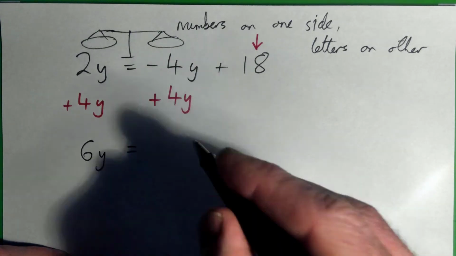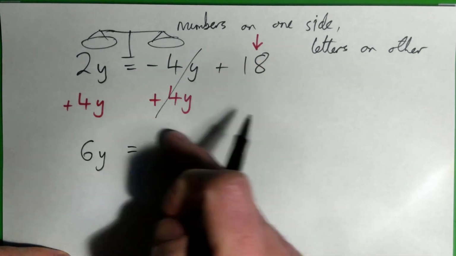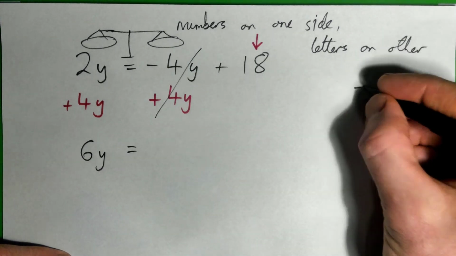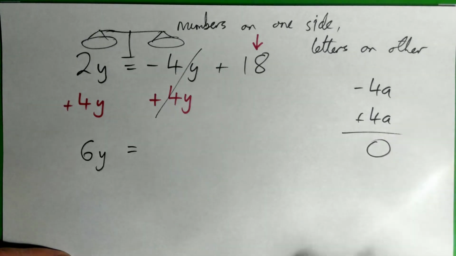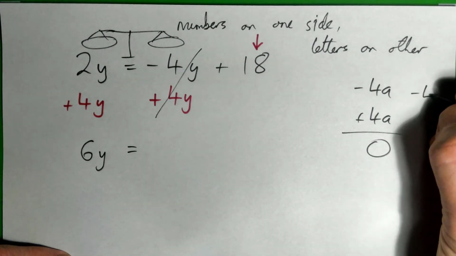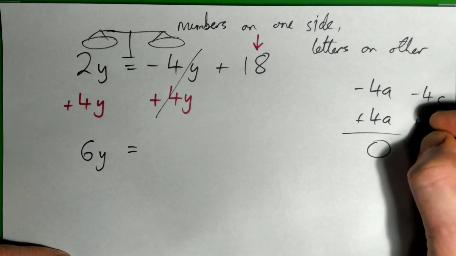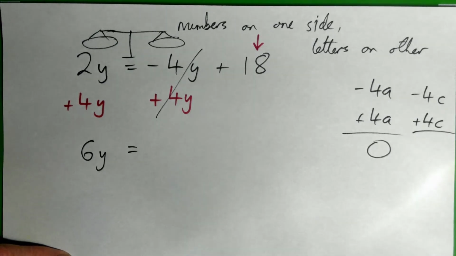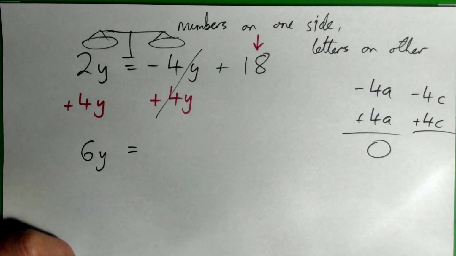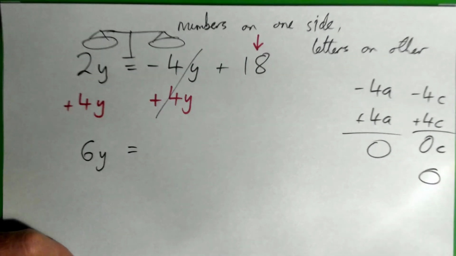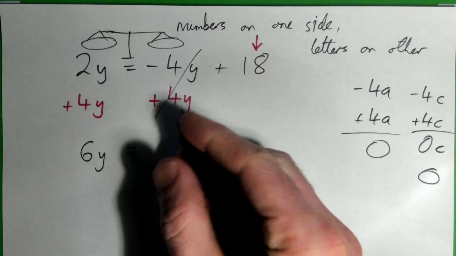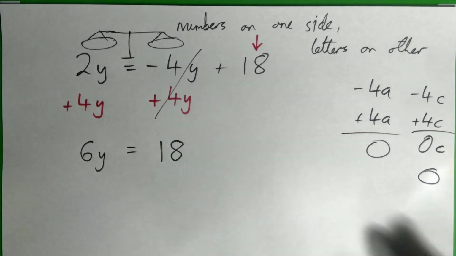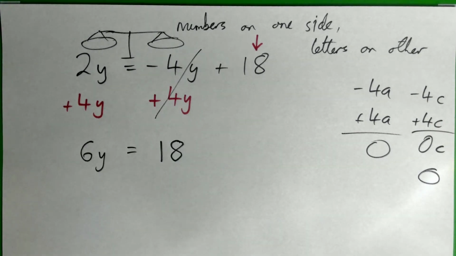Right. Negative 4y plus 4y is 0. It's kind of like negative 4 apples plus 4 apples, no apples. 0 apples. Or negative 4 cherries plus 4 cherries makes what? No cherries. 0 cherries, or 0. So negative 4y plus 4y makes 0. And so on the right hand side we just have the 18. And now the equation looks a lot nicer, doesn't it? It's just 6y equals 18. How do we solve this?